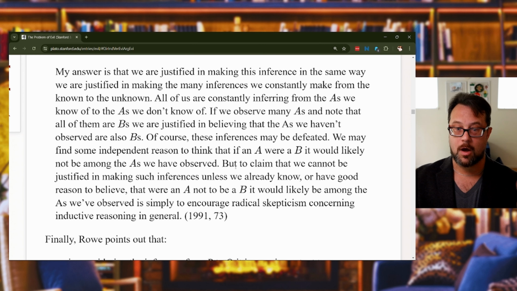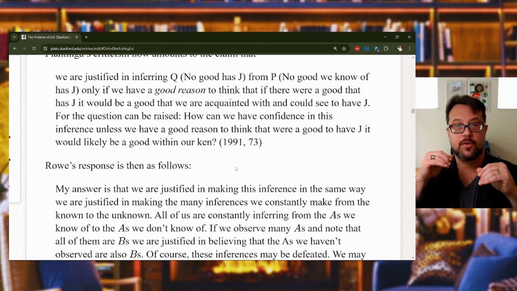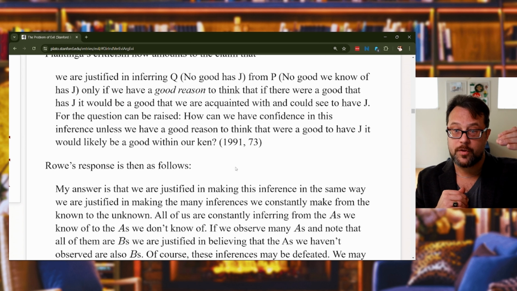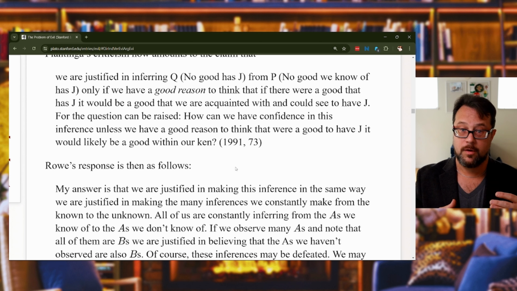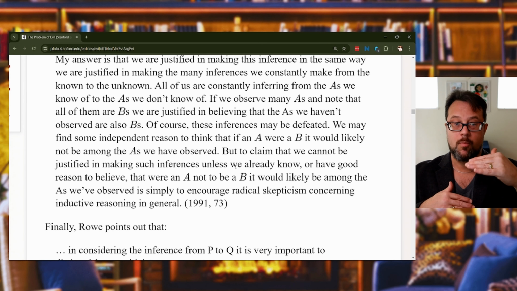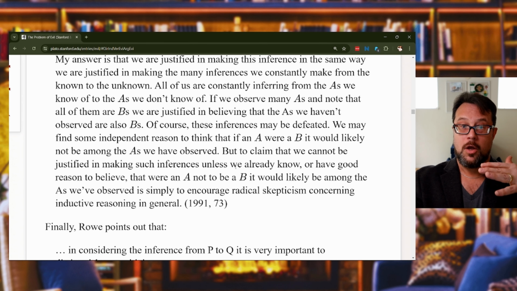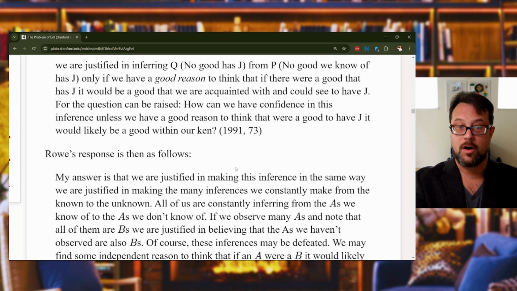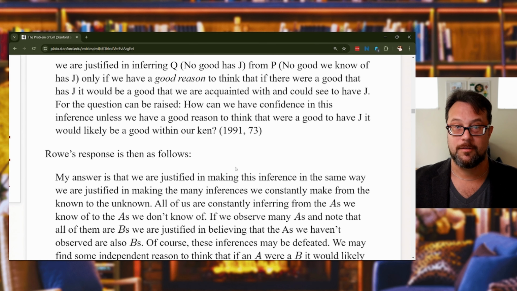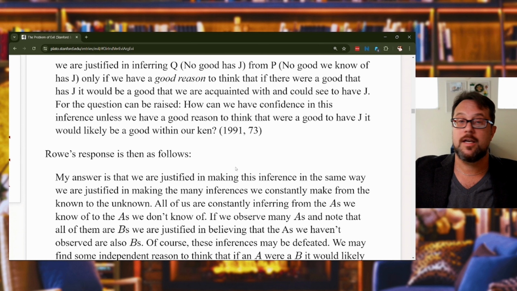So what's this saying? It's a little convoluted, but the basic idea is that, as Plantinga says, we are only justified in inferring "no good has J" from "no good we know of has J" if there was a good reason to think that having J would be something we'd be acquainted with. So keep that in mind. Then he says, but to claim we can't be justified in making this inference, according to Plantinga, because we don't have a good reason to believe that if there were a good that has J, we'd know about it, right? It might be something in God's mind that we can't even comprehend.